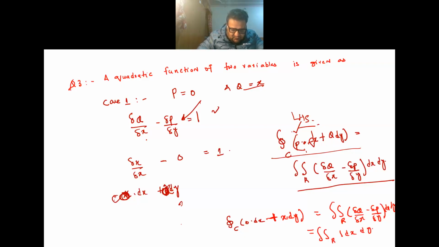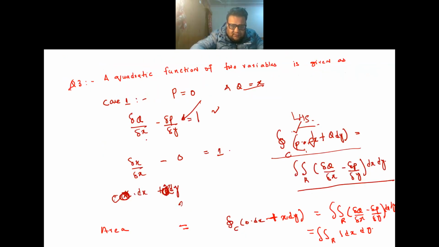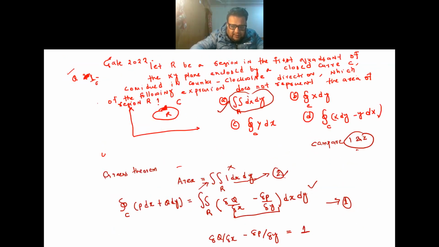In short, this is for the area using Green's theorem. So what I got is the area. Here I'll get the area as this value: the region dx dy equals the closed contour C of x dy. So this is also correct.